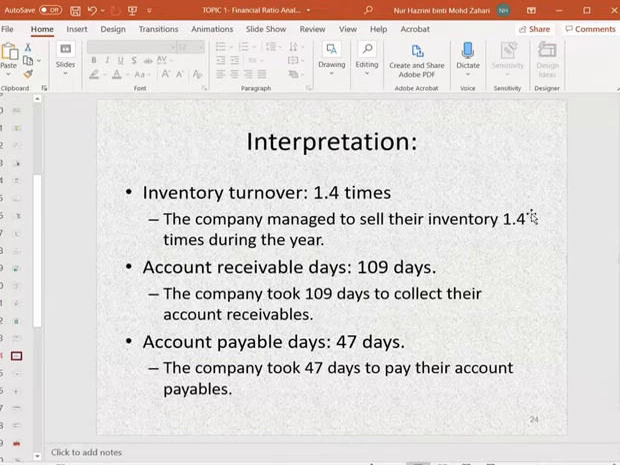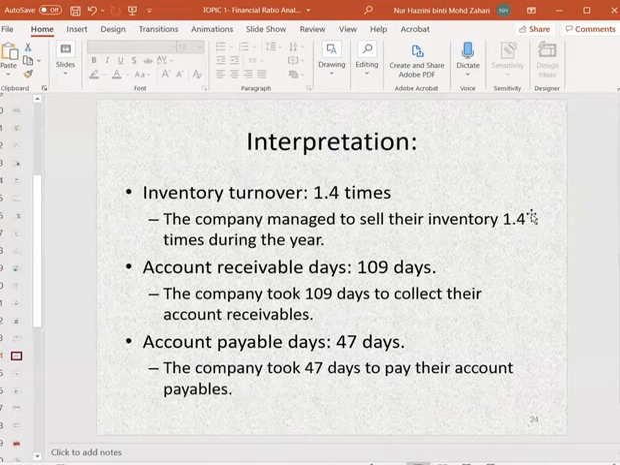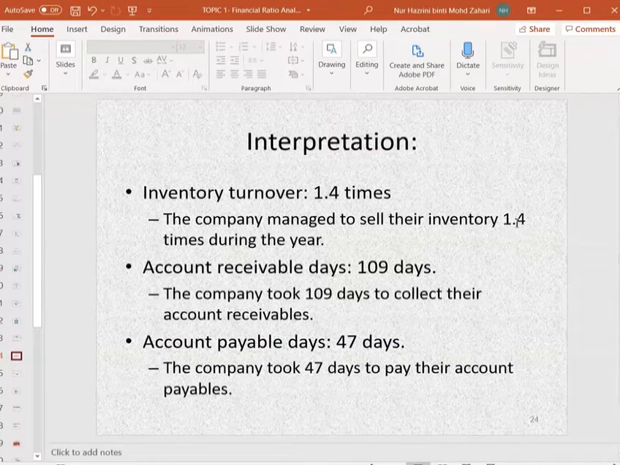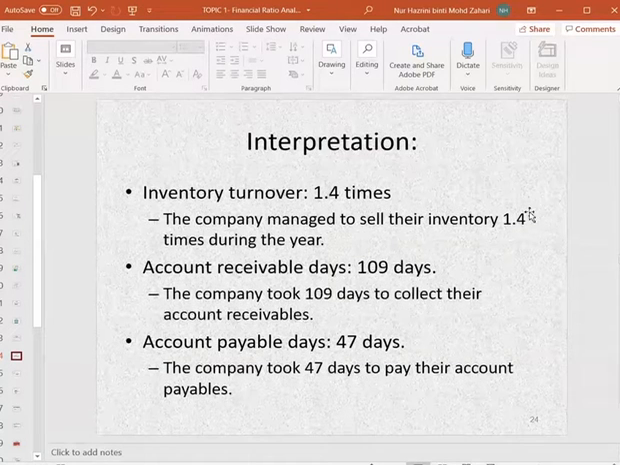Okay, so for example, your order in 1 year is 3 times. So from 3 times order, how many times you can sell your inventory? So in this case, you managed to sell your inventory 1.4 times during the year. So for this one, of course, the higher the better lah.